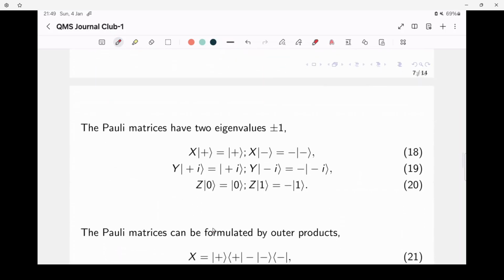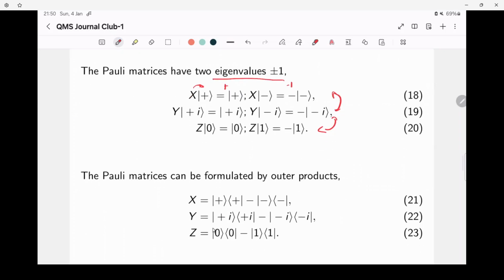Pauli matrices generally have 2 eigenvalues. For Pauli X, your eigenvectors are plus and minus. If X acts on plus, you get a positive 1 eigenvalue. If it acts on minus, you get a minus 1 eigenvalue. For Y, it would be plus i and minus i. For Z, it would be 0 and 1. You can check all of these independently by yourself and verify that this is true.